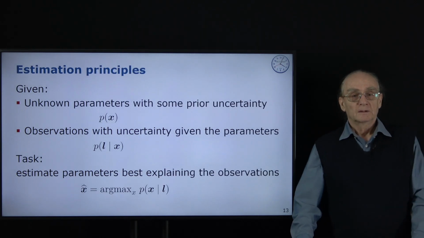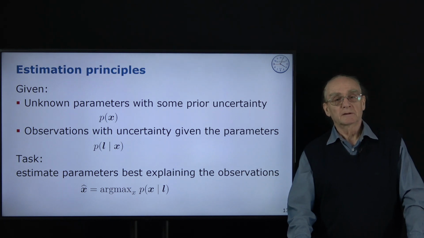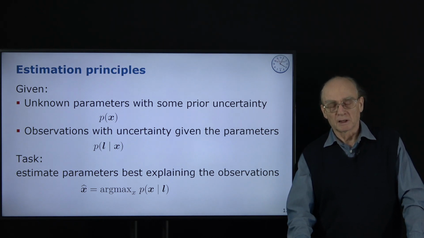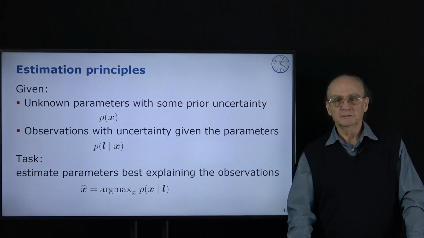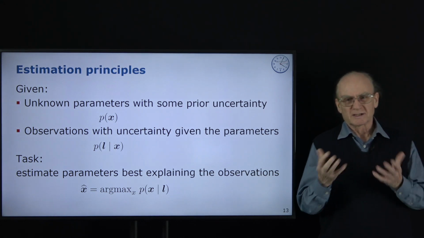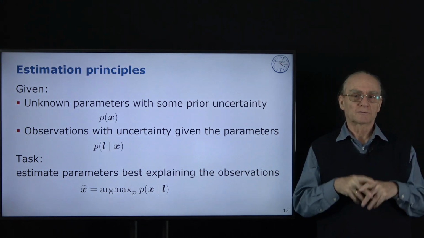So let's have a look at the principle of estimation. Let's assume we have given some problem with unknown parameters. We usually have some idea what these parameters are. So if you measure a point in Bonn, you know you are in Bonn, so you have approximately the latitude and longitude of Bonn with some inaccuracy of, let's say, a few kilometers. So you have a prior idea, which is uncertain, about your parameters of that point.